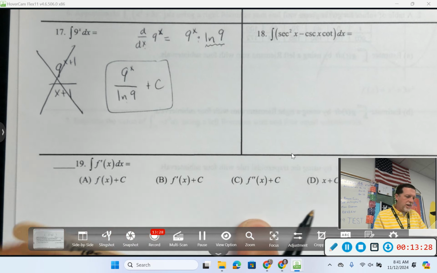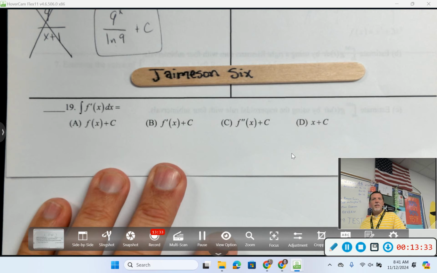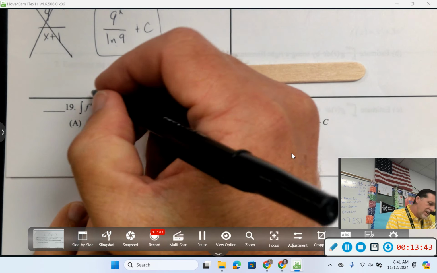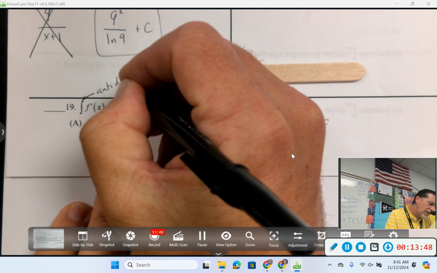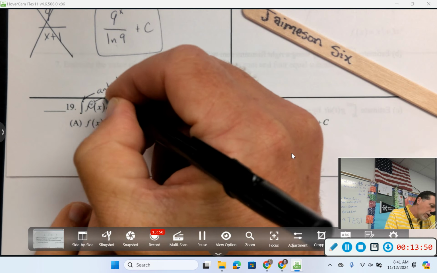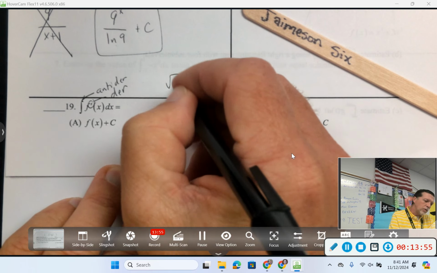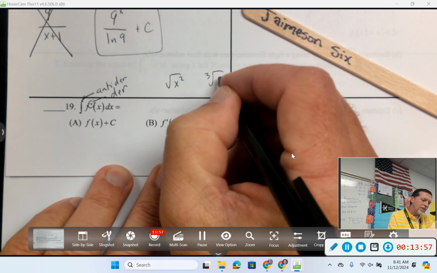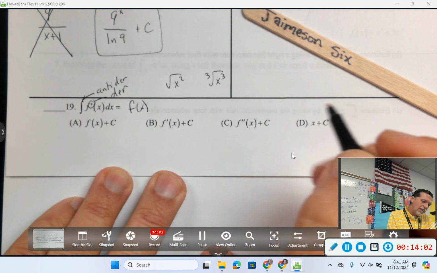Just because I like number 19 so much that you'll see it multiple times. Jameson, how about number 19? You can just give me A, B, C, or D. Yep. That first symbol is antiderivative. F prime is derivative. So again, this is sort of like what's the square root of x squared or the cube root of x cubed. Like we're undoing each other, so we're back to f of x. And then don't forget the plus c.